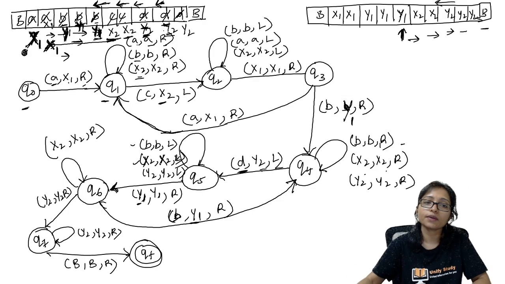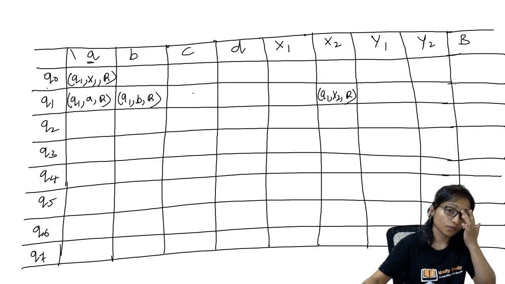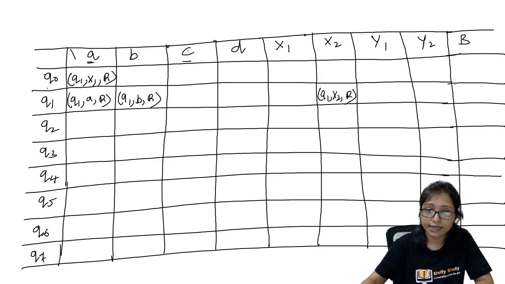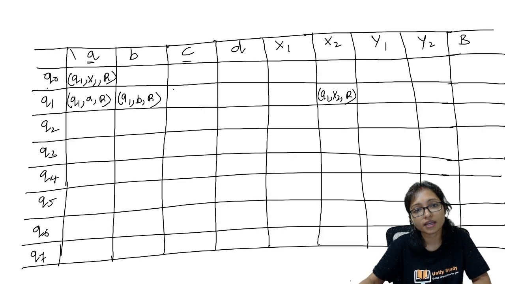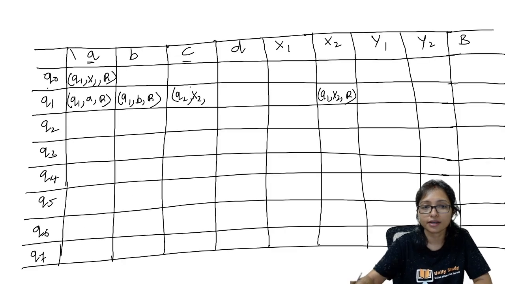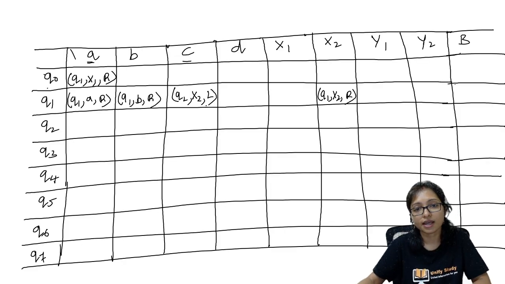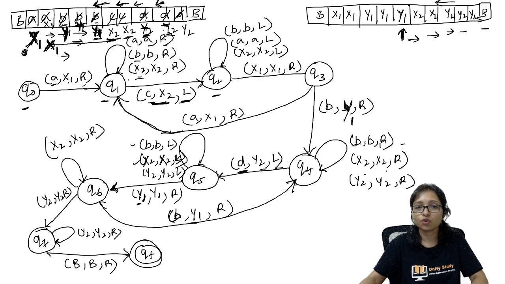When you are getting C, you are doing X2 and move to L. So whenever you are getting C, you are going to Q2 state. So write down here, I am going to Q2 state, and C I am going to replace with X2, and I am moving to the left direction, not the right direction. So this is left. So your Q1 is done. All possibilities in Q1 are done.